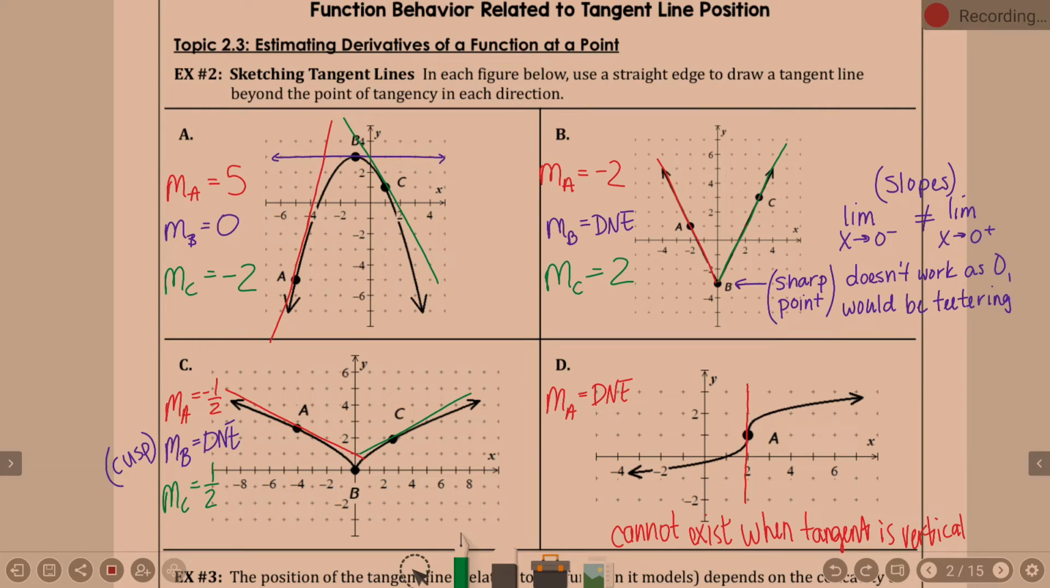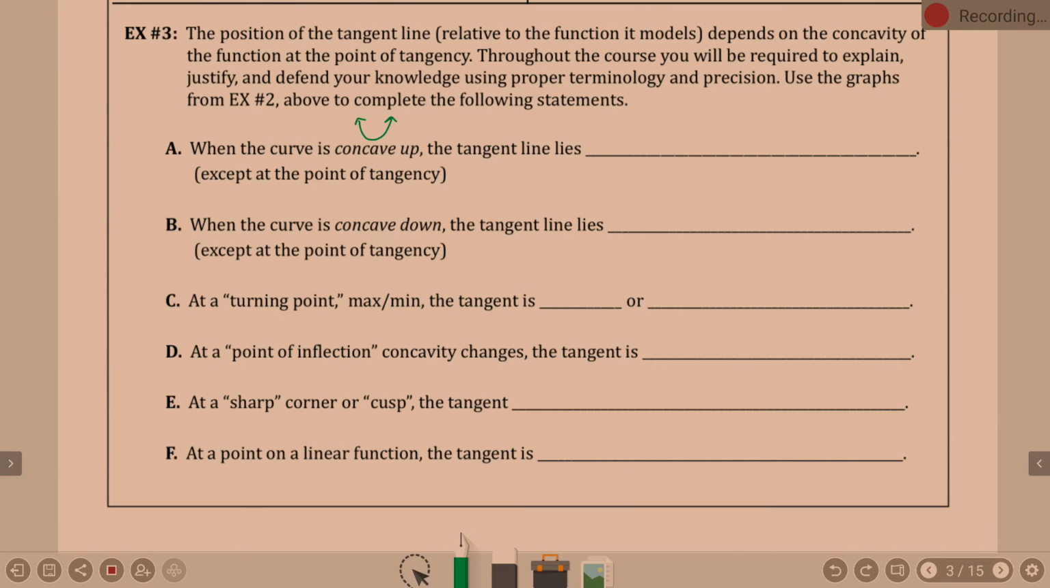Okay? Now flip this parabola upside down. Where are all the tangent lines going to be? Below it. So I'm going to fill this in and say below the curve. When the curve is concave down, the tangent line lies above the curve.